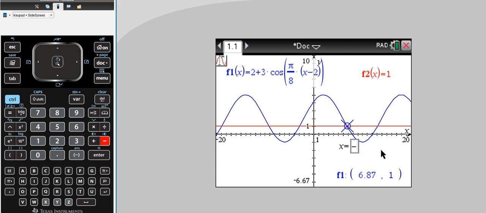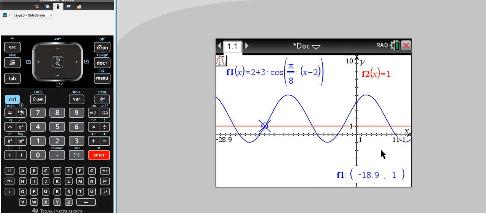Another one was negative 2.8654. There's another one there. 13.1346. There's that solution. Negative 9.1346. There's that solution, and negative 18.8654. There's the 5th solution. Notice that shifted the graph over a little bit when I put that one in.